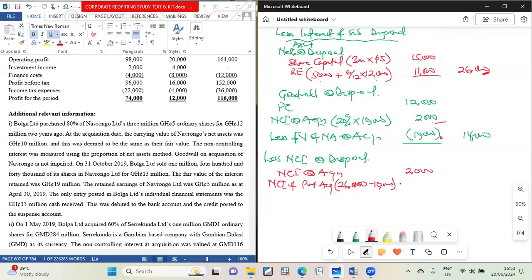What percentage was that? 20%. 20% of that. All right, so let's do that. Yeah, that's the NCI. So you are left with 6,000, so 0.2 by 6,000, that is 1,002, right? Because 26,000 minus 10,000 is 16,000. Sorry, 16,000 multiplied by 0.2. Sorry about that. That is 3,200.